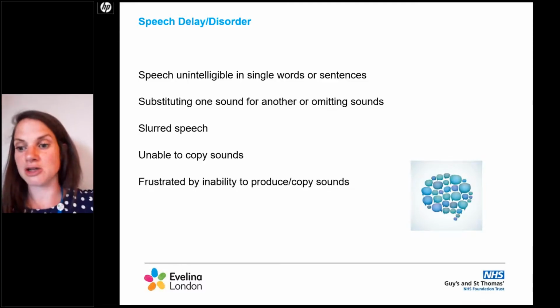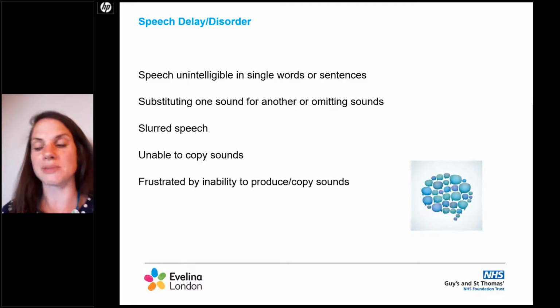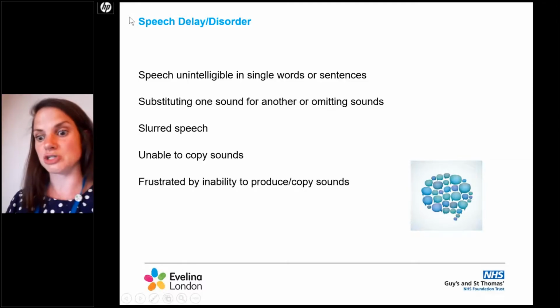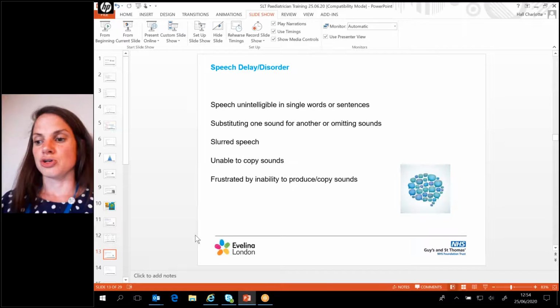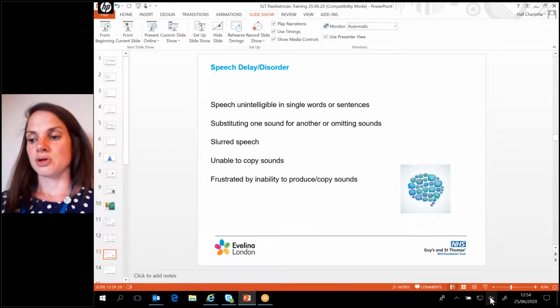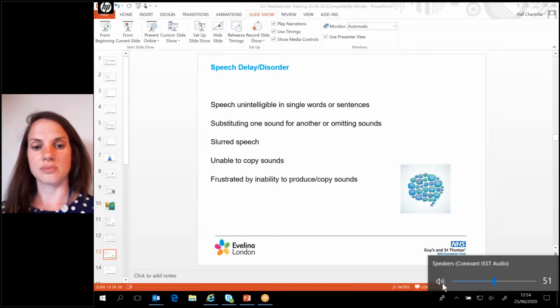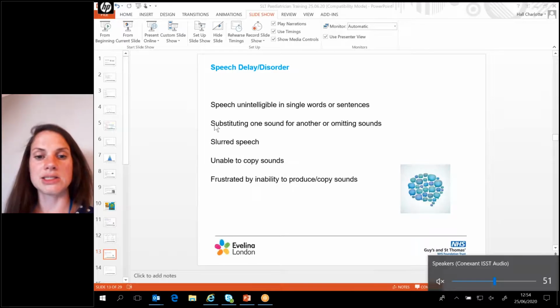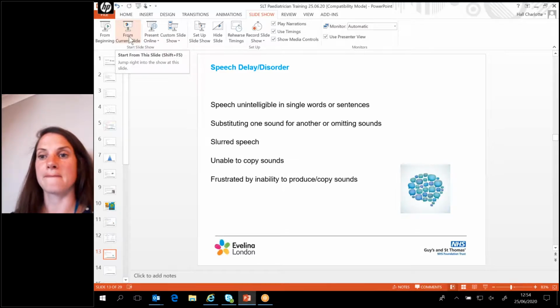They might have slurred sounding speech, or they might be unable to copy sounds that you say to them. And they might get quite frustrated at not being able to produce or copy the sounds.